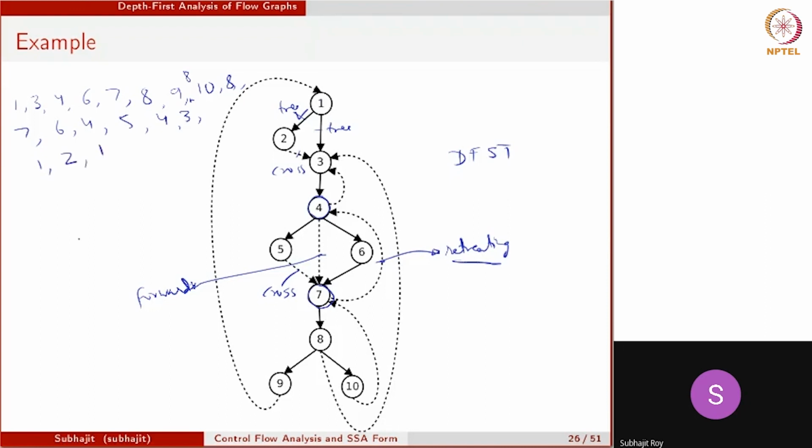Now you just look at the last time a node is visited. The last time 1 is visited is this. The last time 2 is visited is this. 1 has already been taken. Last time 3 is visited is this. Last time 4 is visited is this. Last time 5 is visited is this. 4 has already been visited, so let's not worry about it.